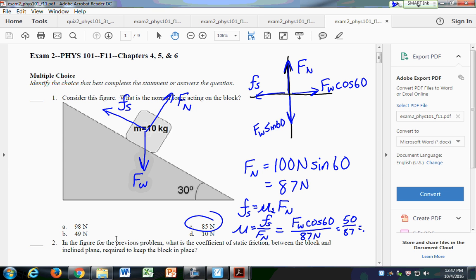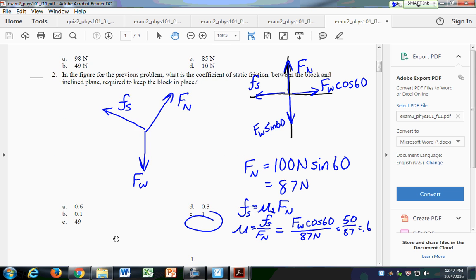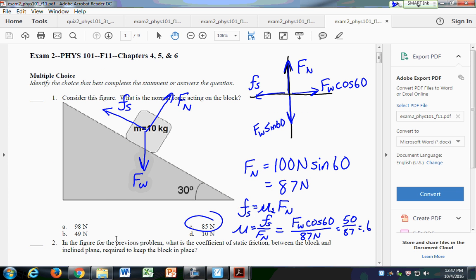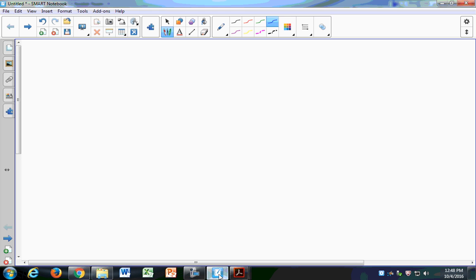That's 0.6. Call it. Yeah, so A was the right answer on that one. And that's one of those equations that we have to memorize. You want me to write all those down? All the equations that you need to know? There really aren't that many, and the ones that there are are things that we've been using all semester.